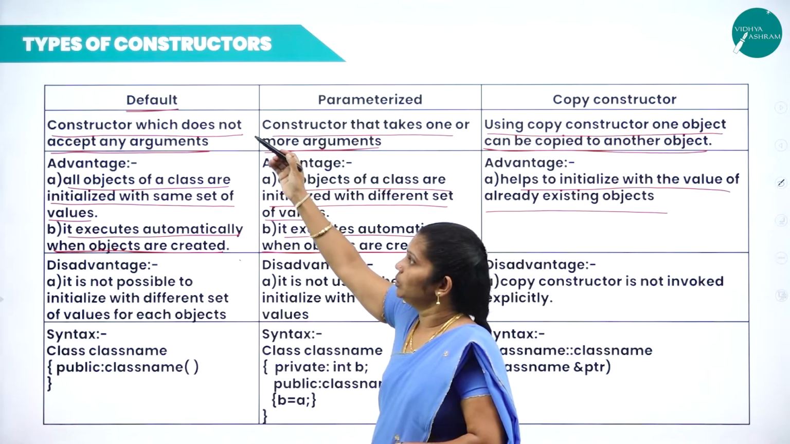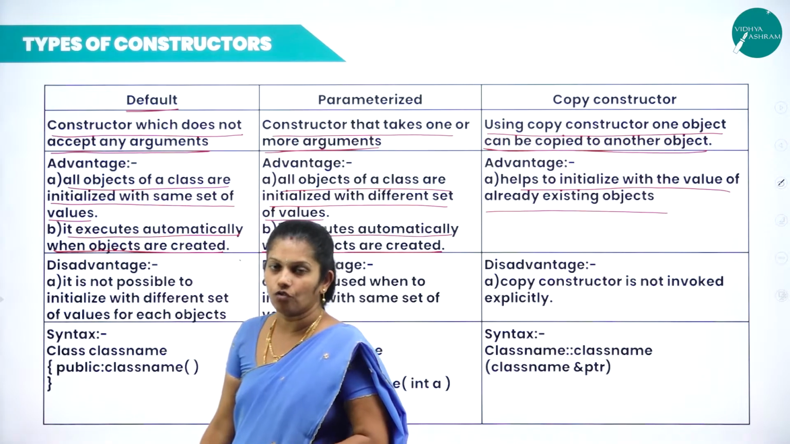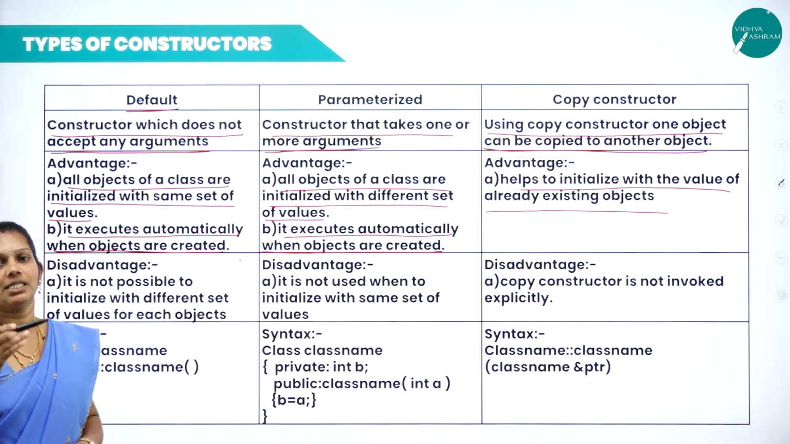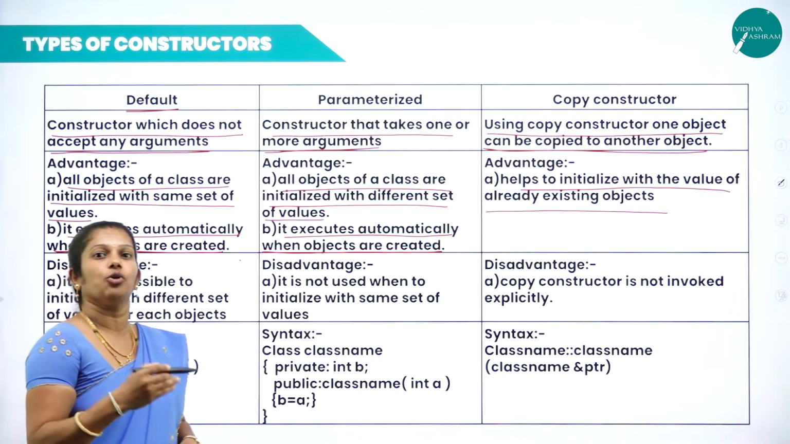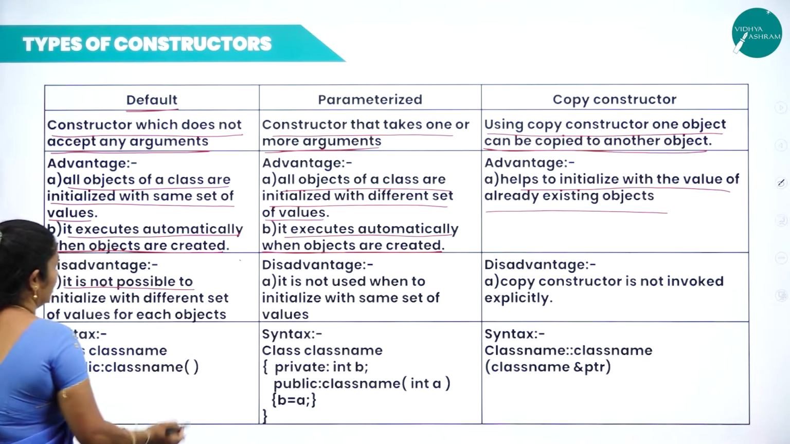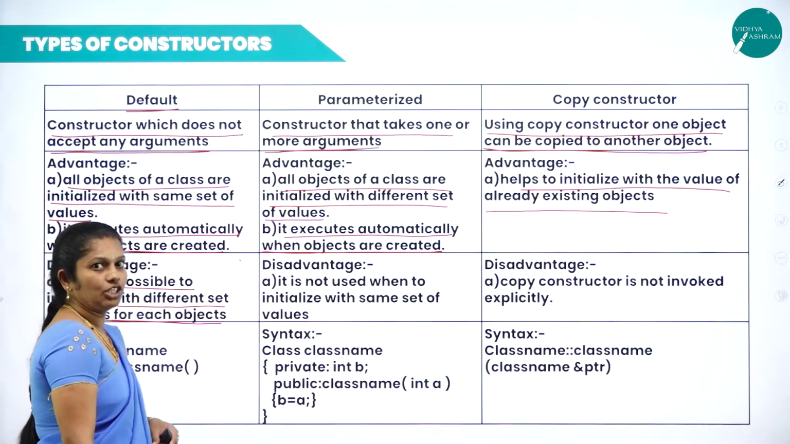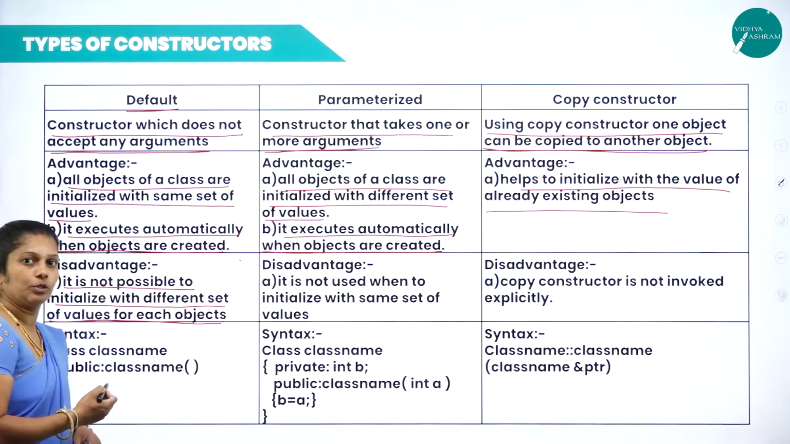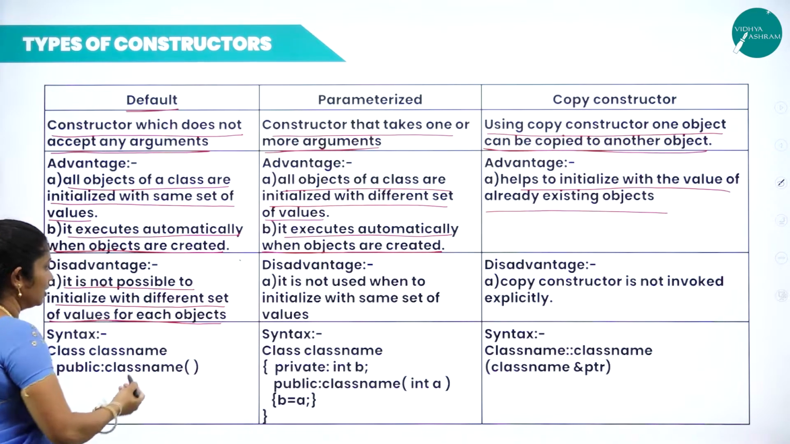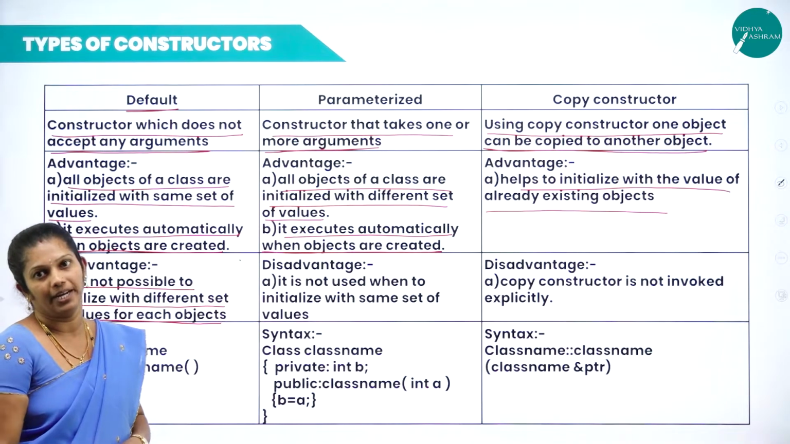Now you come to know the definition, advantage. Now we'll discuss the disadvantages of default constructor. Already I told you, it is not possible to give different set of values for each object here. See, it is not possible to initialize with a different set of values for each object. In advantages also we used to say, all objects are initialized by same set. But when they come to disadvantages, it is not possible to give different value for each object.